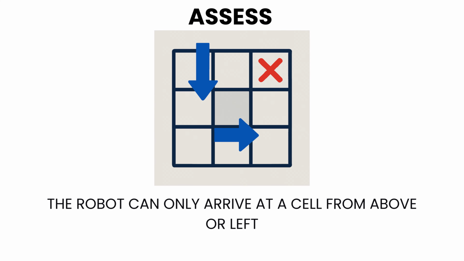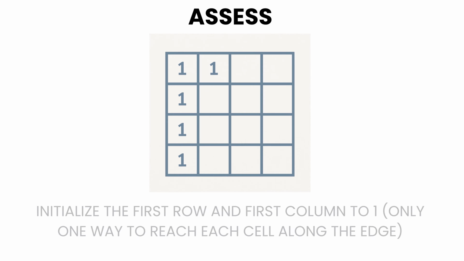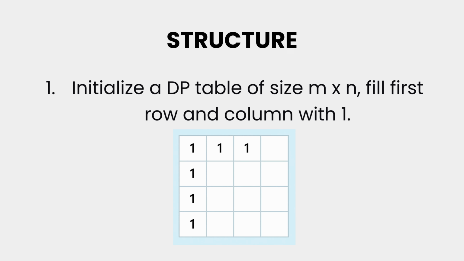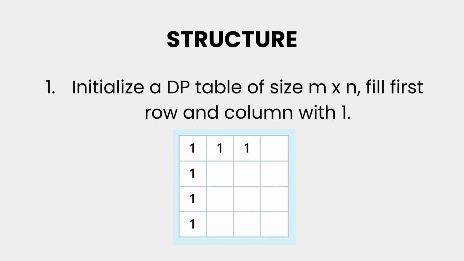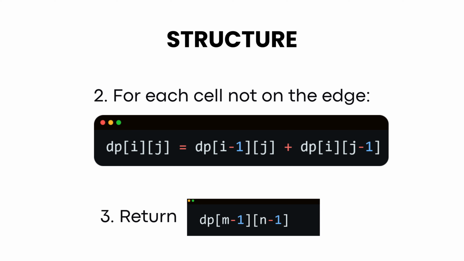The robot can only arrive at a cell from above or left. For any cell i, j, the number of ways to reach it is the sum of the ways to reach i-1, j and i, j-1. Initialize the first row and first column to 1, only one way to reach each cell along the edge. Initialize a DP table of size MxN, fill first row and column with 1. For each cell not on the edge, dp[i][j] equals dp[i-1][j] plus dp[i][j-1]. Return dp[m-1][n-1].